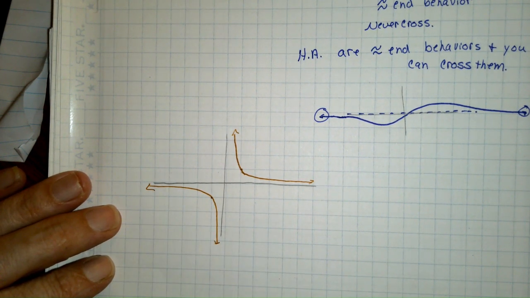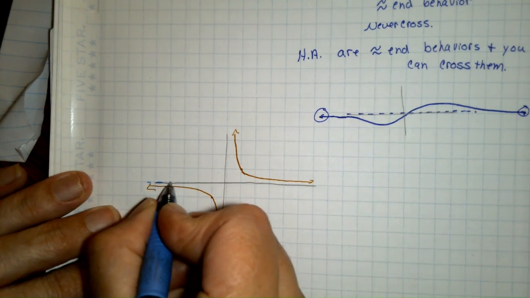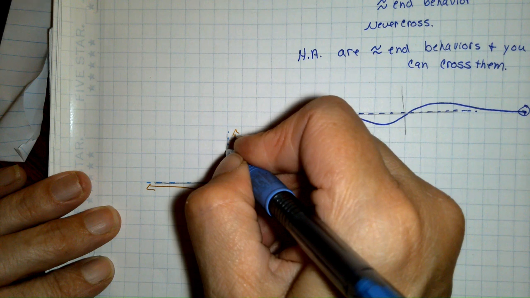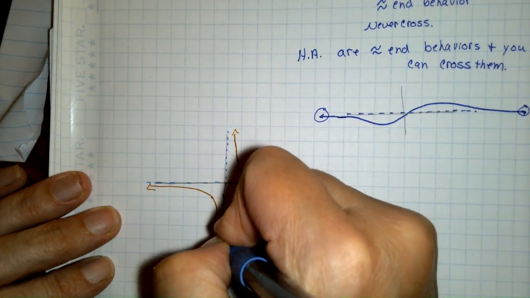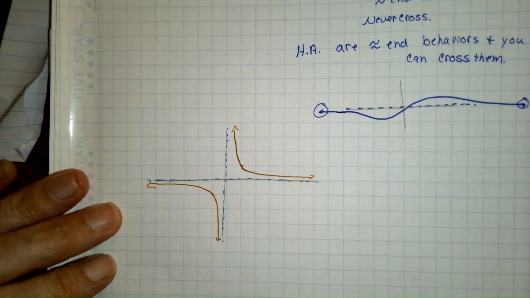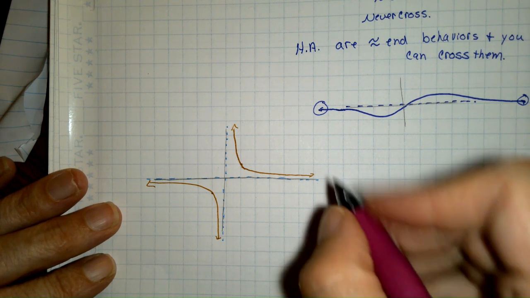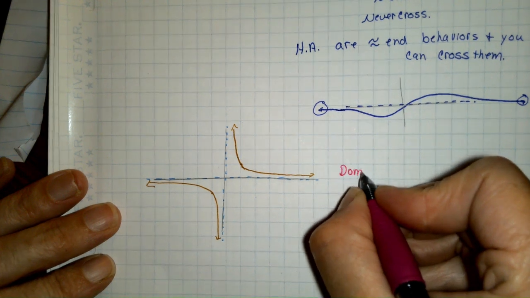I like to put my asymptote in a different color than my graph, so I remember it exists, and I always draw my dotted lines. Okay. So when you have graphs that have asymptotes, you have to be careful with your domain and range.